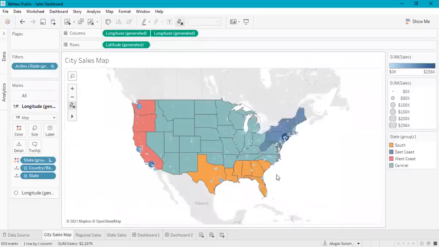As you can see on the screen here, we have four different colors. We have the southern part, indicated by orange. We have the eastern coast indicated by the blue. We have the western coast indicated by this red, and then we have the center indicated by this lighter blue.